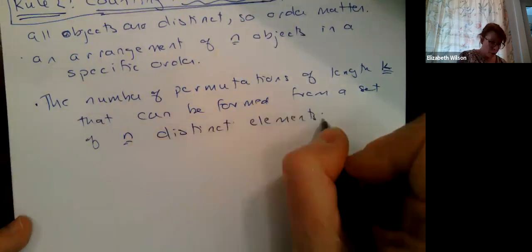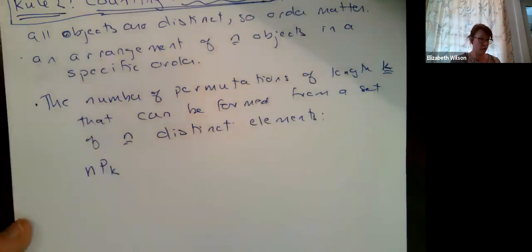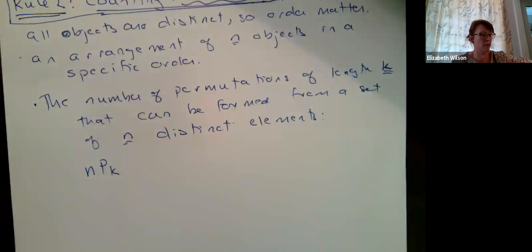Okay, we call this nPk. It's also a button on your calculator. I'll bring up my calculator in just a minute. So we'll write out the definition here. So nPk looks like this.